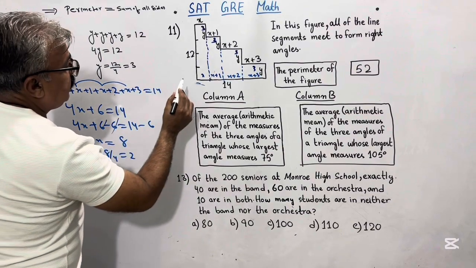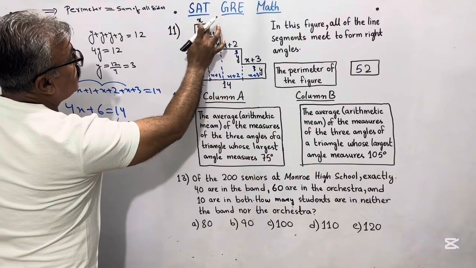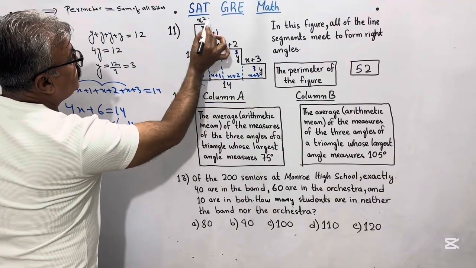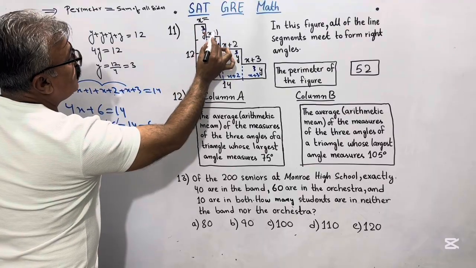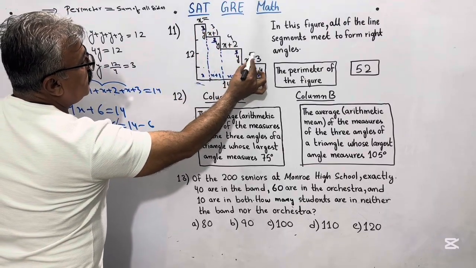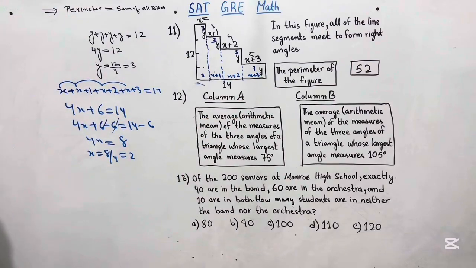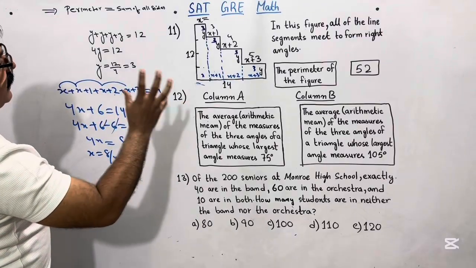So this line segment is equal to 2, and this one 2 plus 1 is 3, then 4, then 5. Now we are in a position to launch our final rocket, to add them up to get the perimeter.